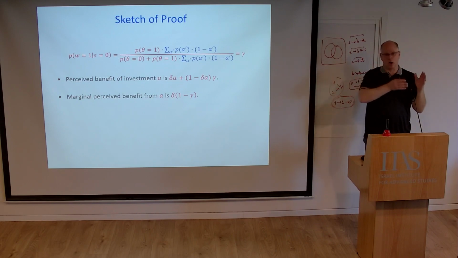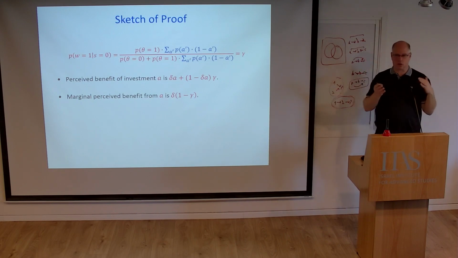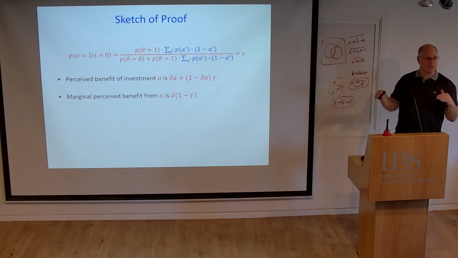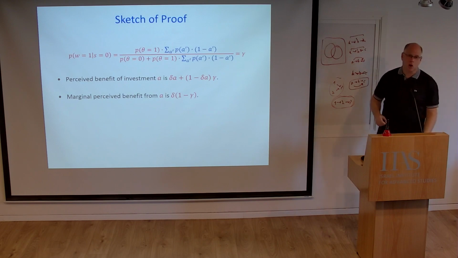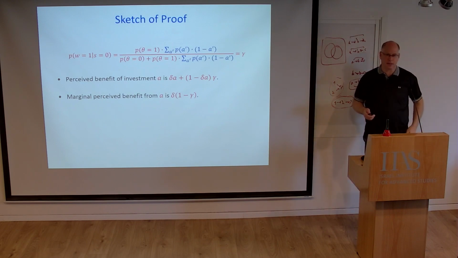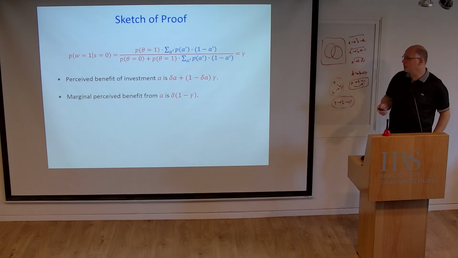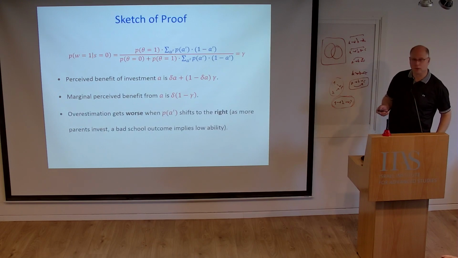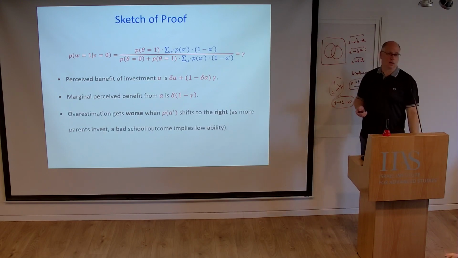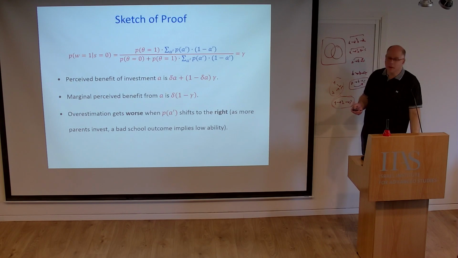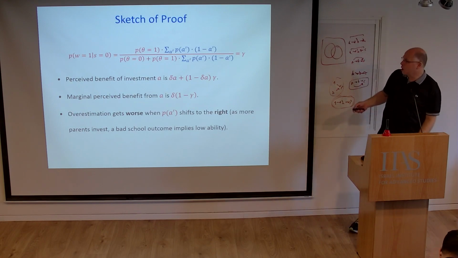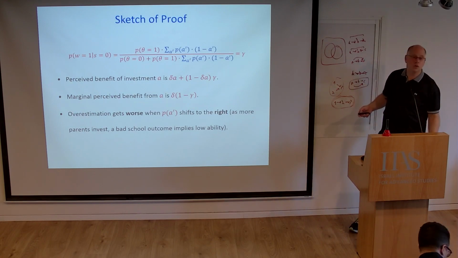So if we just draw the marginal cost and marginal benefit curves, his perceived marginal benefit is a flat line, whereas his marginal cost is just an increasing straight line. So the optimal A will be at the intersection. And that's how you get the optimal A. So the optimal A will equate the marginal benefit to the marginal cost.